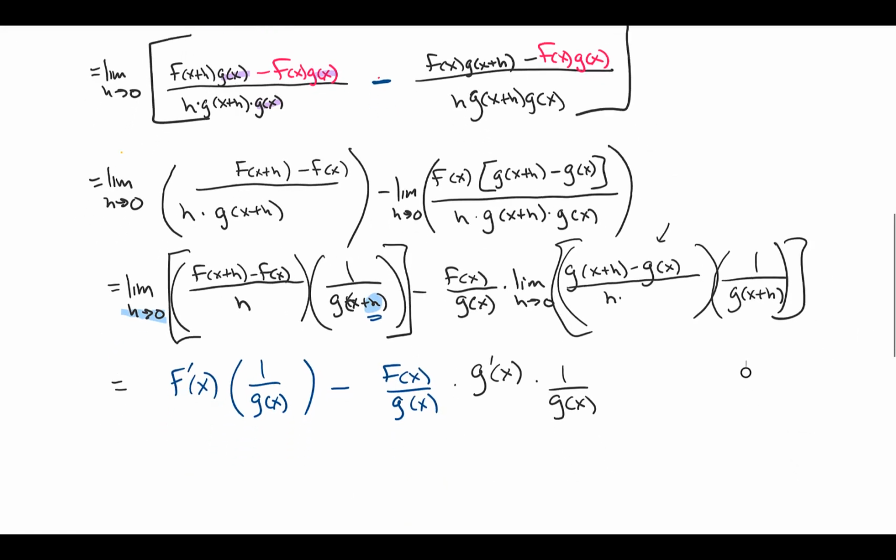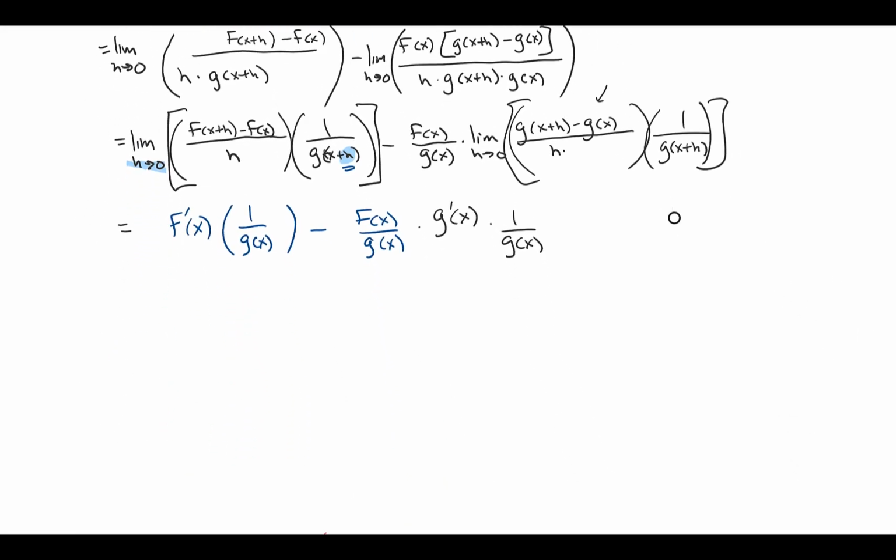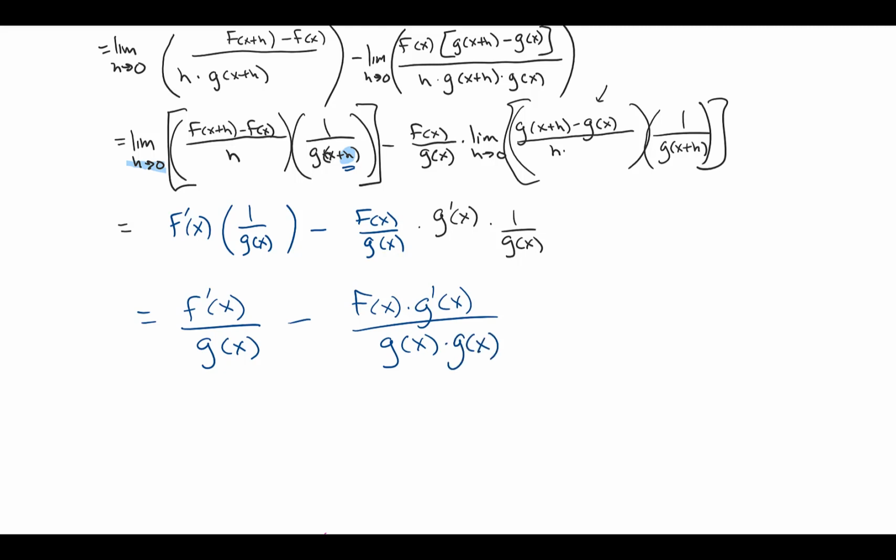Now this is just algebra. We can clean it up and get a nice little formula here. So let's write it as f prime of x over g of x, minus, and what do we get? f of x times g prime of x all over g of x times g of x. I think that's g of x squared, isn't it? But I'm going to leave it just like this.